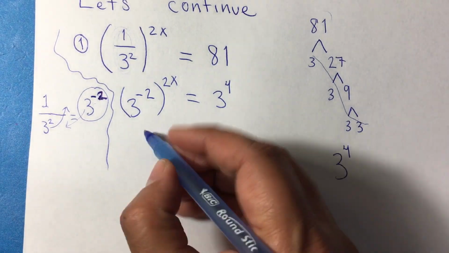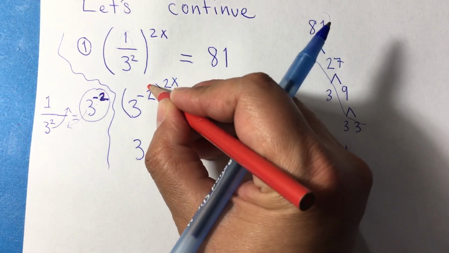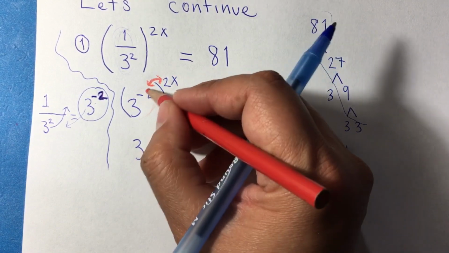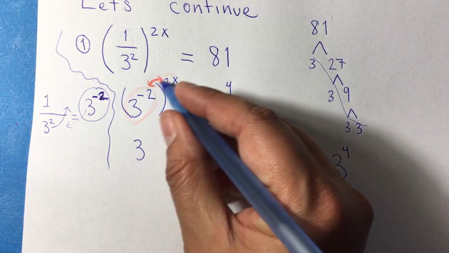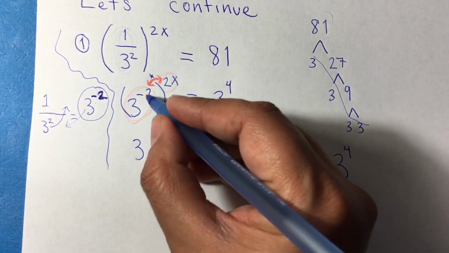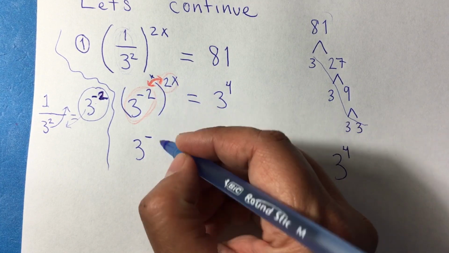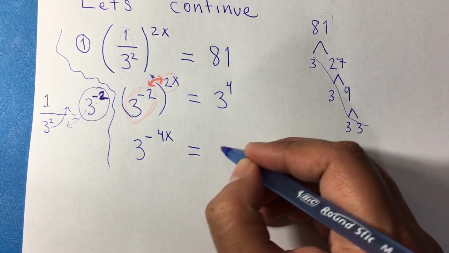In the next step, we keep the base, and what do we do with the exponents? It's a power raised to another power. This is a power raised to another power. And so that's when we multiply the exponents. Negative times positive is negative. 2 times 2x is 4x. Bring this down.